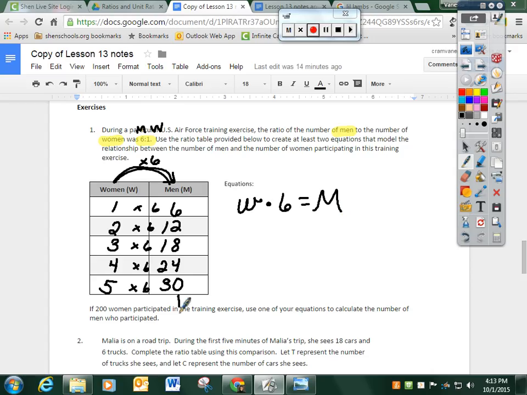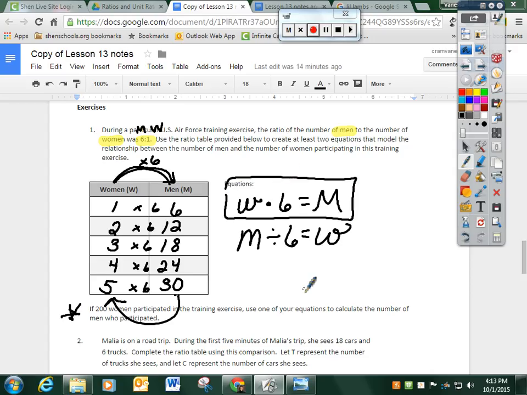Okay? Think about what you're doing when you're working backwards. You're taking the men, you're dividing it by 6, and getting the W women. Perfect. Those are our 2 equations. Now here's a question for us. If 200 women participated in the training exercise, use one of your equations to calculate the number of M. So we need the one where it's going to equal M, okay, and that is this one right here.